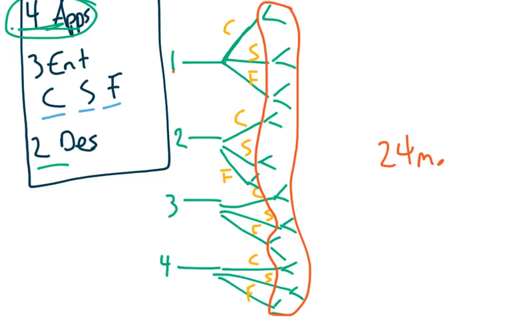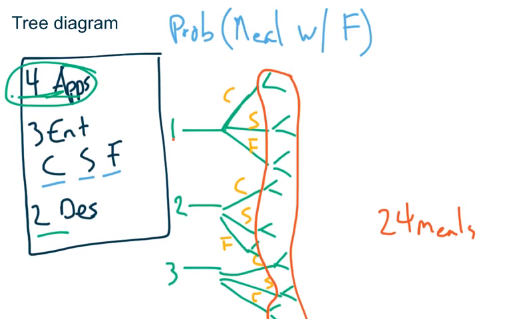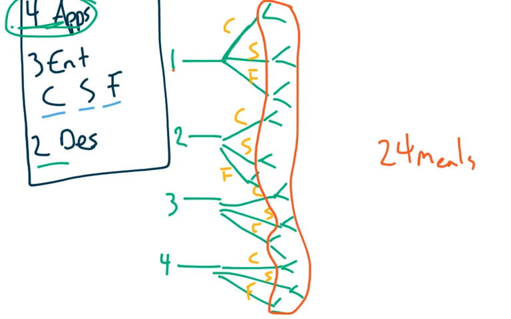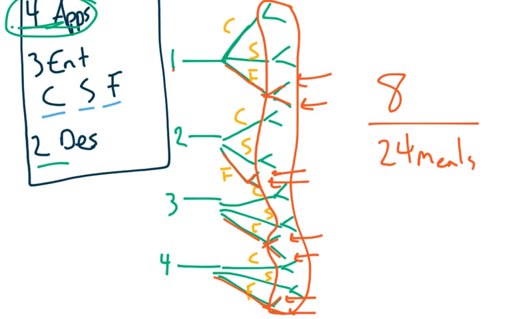24 meals. Now, the question we had is, what's the probability of a meal with fish? Well, the tree diagram helps us visualize it and see it. So here is 2 meals with fish, 2 more meals with fish, 2 more meals with fish, and 2 more meals with fish. So I have 1, 2, 3, 4, 5, 6, 7, 8. 8 fish out of 24 meals.